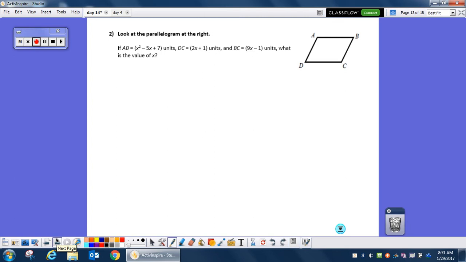Number 2, you have a parallelogram. So the big thing you need to know about your parallelograms are the properties. Opposite sides are equal. And in this case, that's the one we're going to use because they give us the side lengths. So all I'm going to do is start labeling my picture. X squared minus 5x plus 7. The length of DC is 2x plus 1. And the length of BC is 9x minus 1.